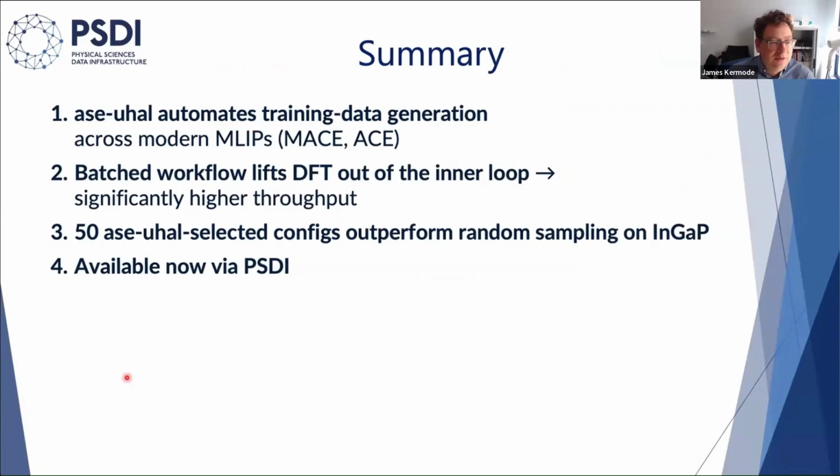So to wrap up from me, this package is out and available. It works across different machine learning potentials, ACE and MACE out of the box, but it's designed in an extensible way so that others can be added. The batched workflow means that DFT isn't in the inner loop anymore, and so you can run lots of calculations together. And we already saw some improvements over naive random sampling approaches on this highlight application.